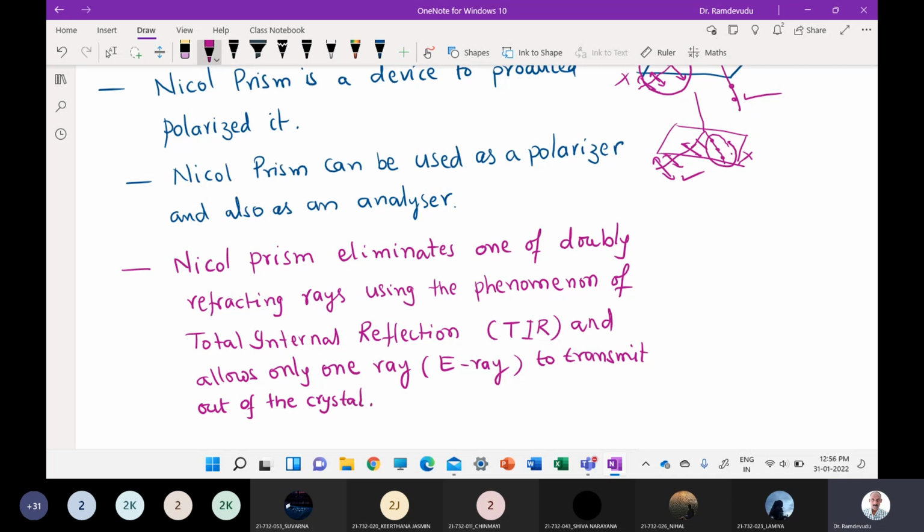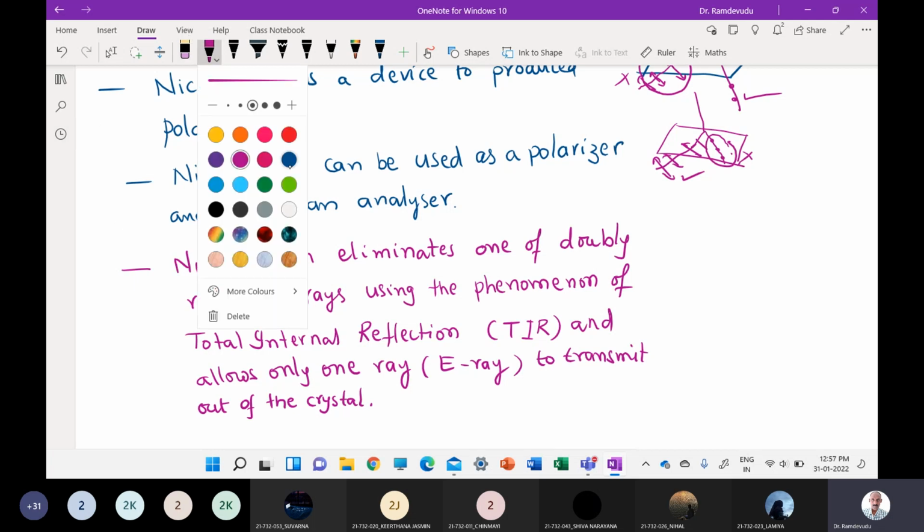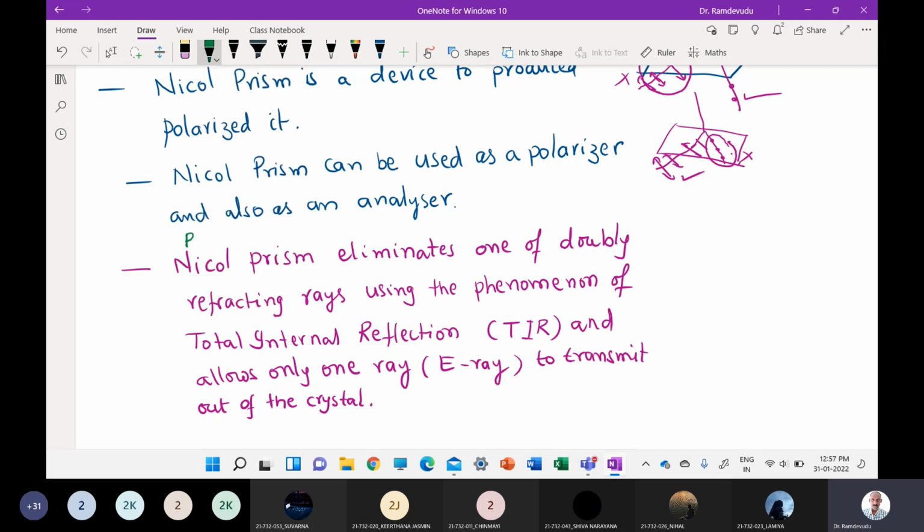That's why we produce the total internal reflection. So for this, we require some special arrangement and construction to make the ordinary ray undergo total internal reflection. This is the principle of the Nicol prism that we have seen.